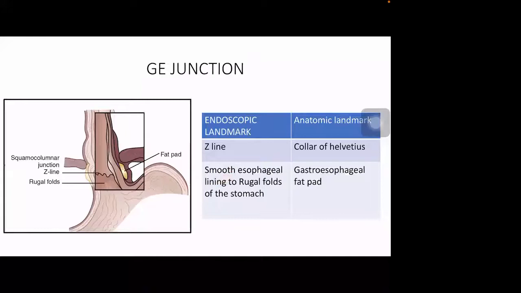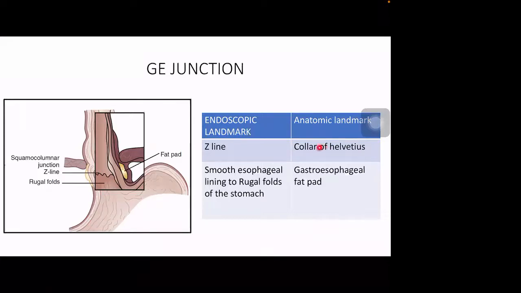Another easy way to mark the GE junction is that the smooth esophageal lining transitions into the stomach mucosal folds, where you can find the rugal folds of the stomach. That is another endoscopic landmark of the GE junction.